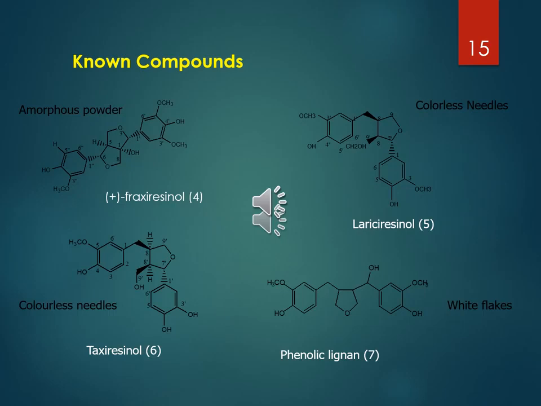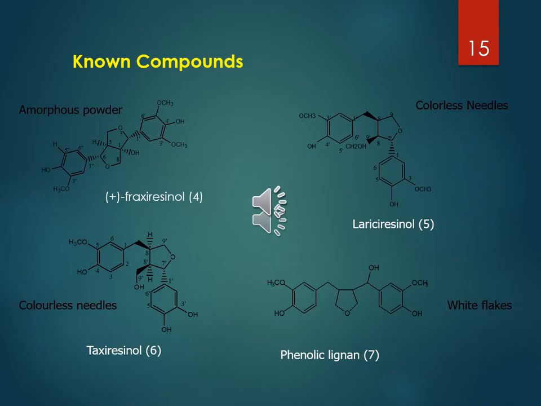Taxiresinol is isolated as colorless needles. It is similar to lariceresinol. However, there is a difference only due to the presence of the methoxy and the hydroxyl group at different positions of the carbon atoms of the phenyl units. Taxiresinol is isolated from the branches of Taxus wallichiana. It is soluble in DMSO, acetone, and ethyl acetate. Taxiresinol shows anti-cancer and anti-allergic activities. It shows inhibitory activity on induced histamine release from human basophilic cell lines.